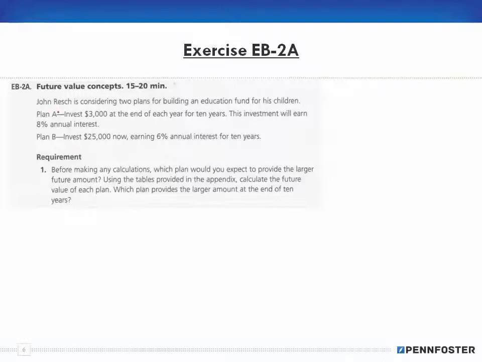All right, it says here, John Resch is considering two plans for building an education fund for his children. Plan A invests $3,000 at the end of each year for 10 years. This investment will earn 8% annual interest. Plan B, you invest $25,000 now, earning 6% annual interest for 10 years.